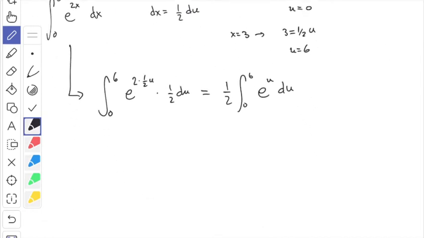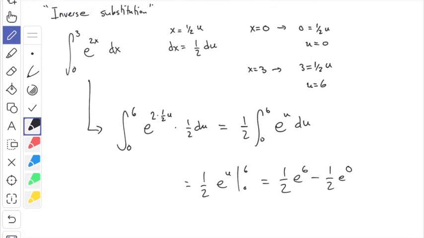So I can just finish off. This is 1/2 e to the u, plugging in 0 and 6. Which is 1/2 e to the 6 minus 1/2 e to the 0. All right, that is what they call an inverse substitution. In this particular problem, there's no reason to do it this way. In the trig substitutions, you always have to do it this way. So I just want to make sure everyone is comfortable with this approach. It's a little weird, but it works just the same. Any questions about that?